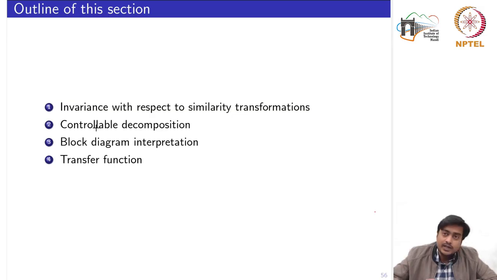The second one is the controllable decomposition. This is the most important point of this section, where we are going to show that if the rank of the controllability matrix is not equal to n, then it means that not all the n states are controllable. Now the question arises: are some of the states controllable? We are going to answer that by using some decomposition.